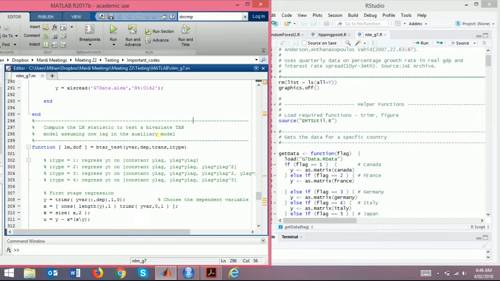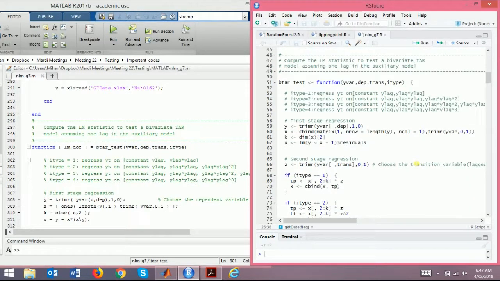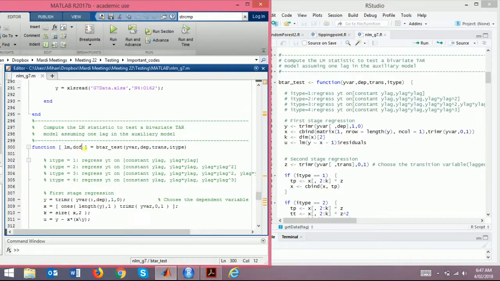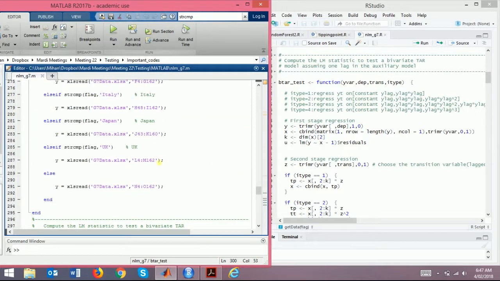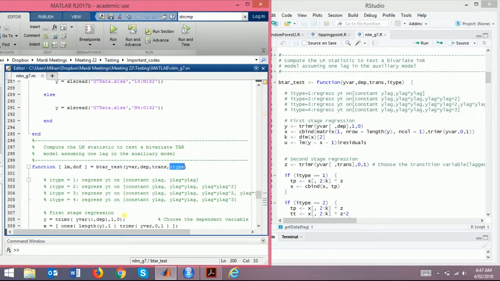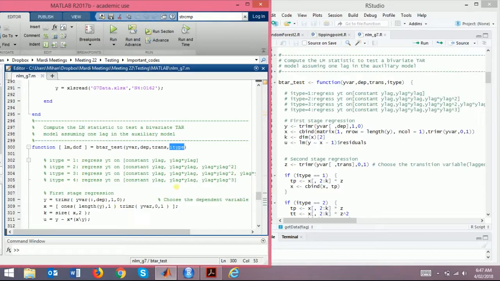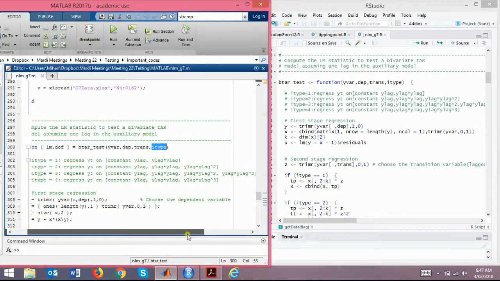Compute the LM statistics to test for a bivariate model assuming one lag in the auxiliary model. Now a testing function. So LM statistics and degrees of freedom will be returned to us. We'll input y, DP, transition, and I-type. I-type is the type of thing that we're gonna run, 1 2 3 4. I-type 1 is regress yt on constant, ylag, and ylag squared. This is from very early reference to an equation that we studied in this chapter. If you can remember, ylag, then ylag.